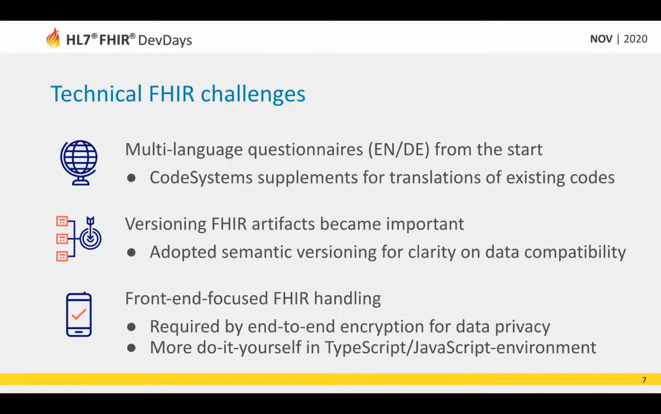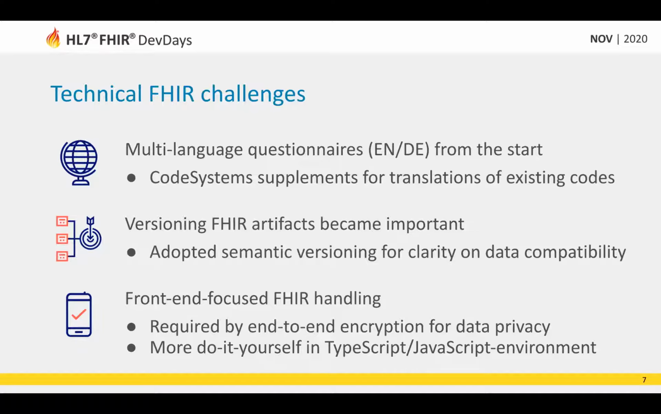Versioning of our artifacts, like the questionnaires, was also something that became quite important, again, because things were developing. We had to make changes to the system while already running those systems. So we used semantic versioning to really understand how big are the changes in the data, are they breaking changes, to be able to have a clear overview of what we were collecting.